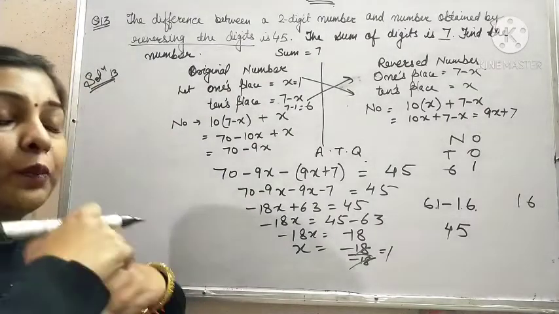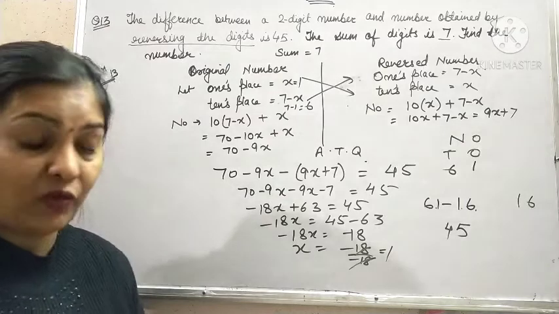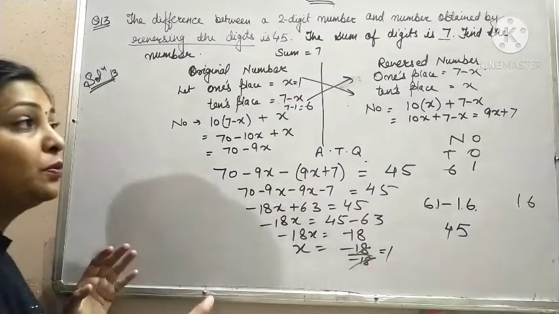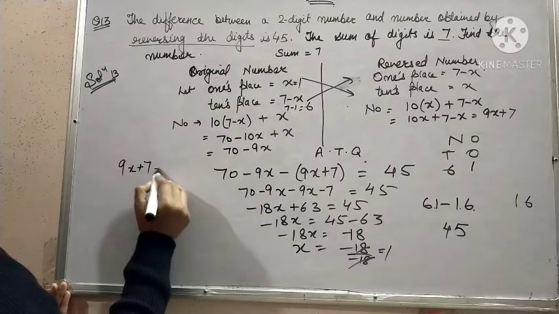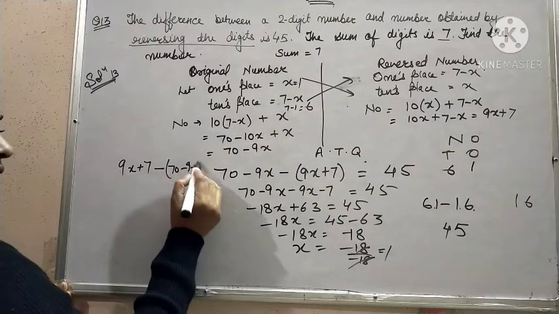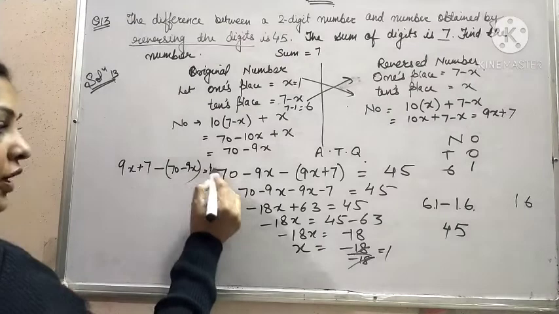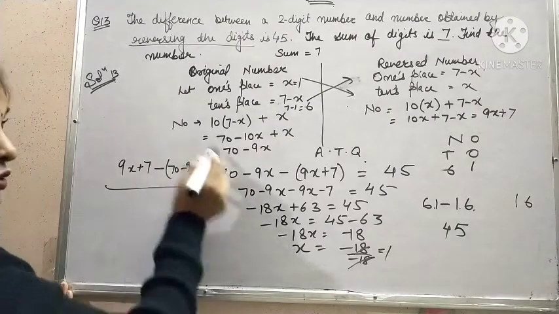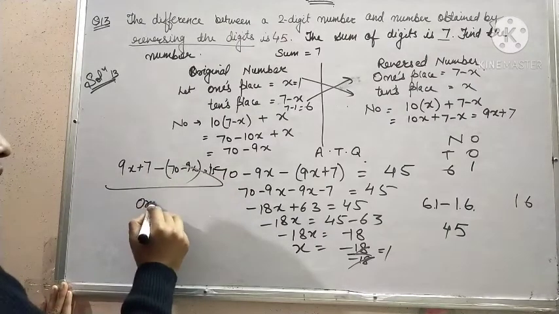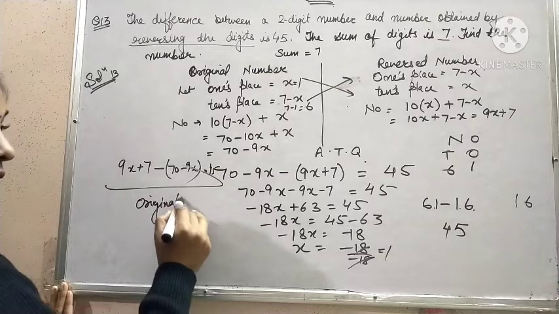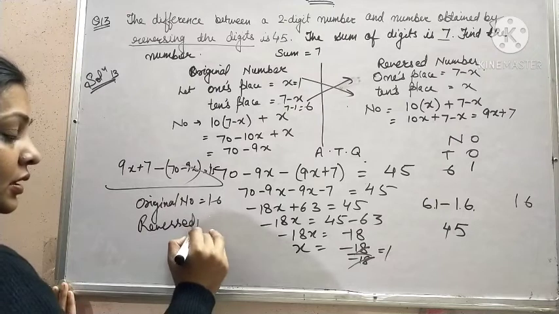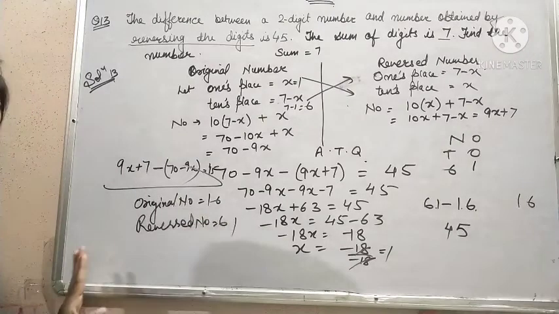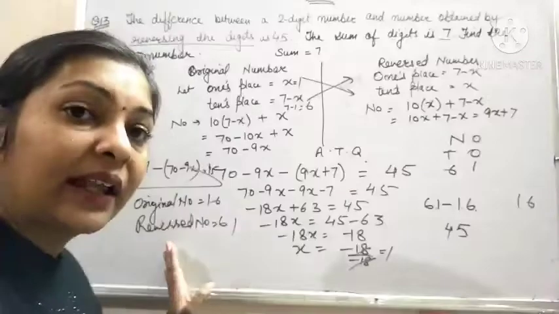Now students, I want to tell you one thing. Here there could be two possible answers. Why? Because it might be possible that some students use the equation 9x plus 7 minus 70 minus 9x equal to 45. By using this, you will have the original number as 16 and the reverse number as 61. Both the answers are correct.